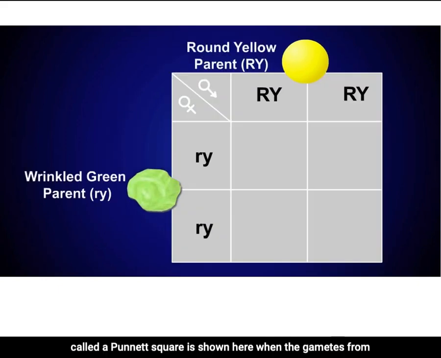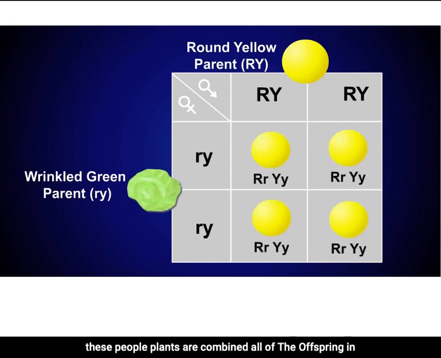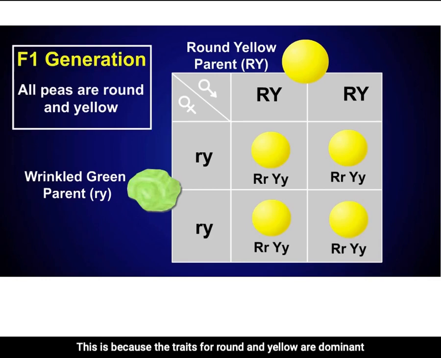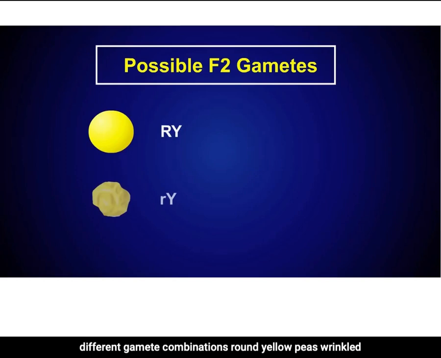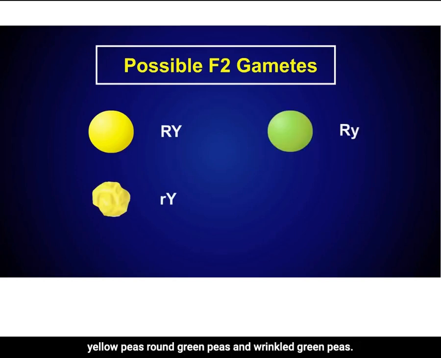A diagram of the cross between two members of the F1 generation, called a Punnett square, is shown here. When the gametes from these pea plants are combined, all of the offspring in the F1 generation are round and yellow. This is because the traits for round and yellow are dominant over the traits for green and wrinkled. Because all offspring within the F1 generation are heterozygous for both traits, both the males and females can produce 4 different gamete combinations: round yellow peas, wrinkled yellow peas, round green peas, and wrinkled green peas.